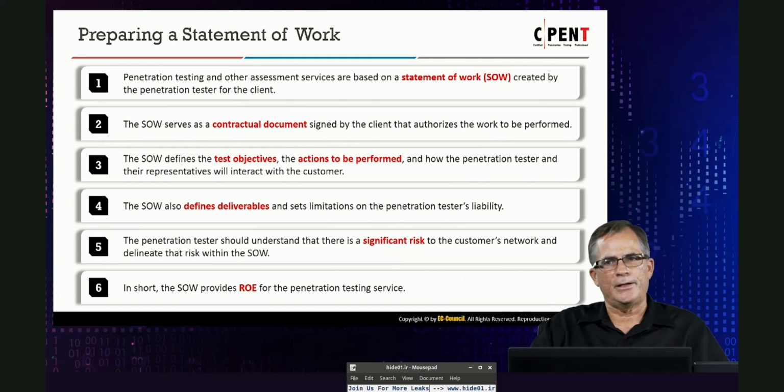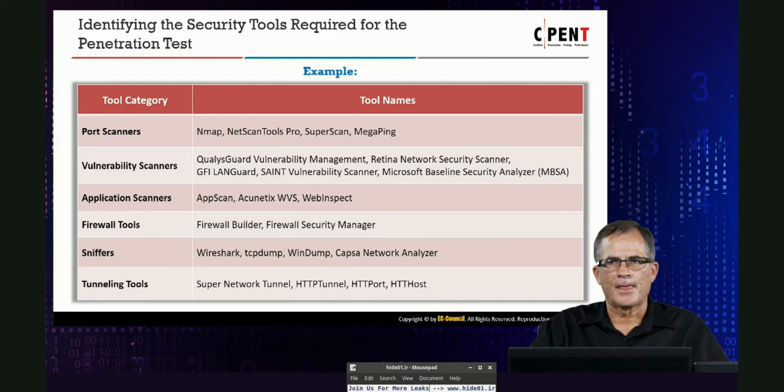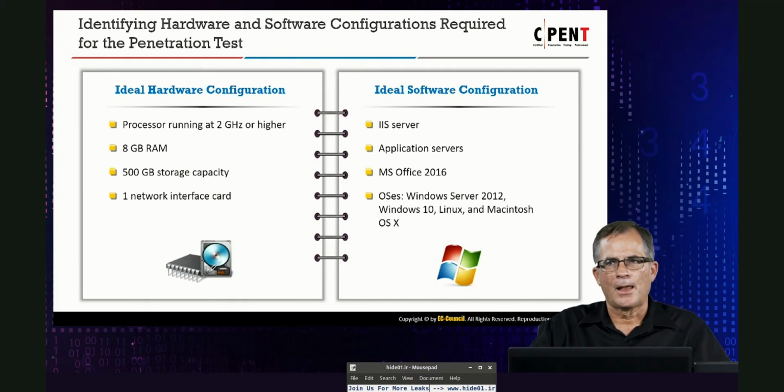It provides us ROE, rules of engagement for penetration testing services. Here's an example of how to do it. If we're going to use port scanners, you can use the tool list, the vulnerability scanners, application scanners, you get the idea. Different types of information we can provide for the client. Security tools, hardware and software, processes, right, those types of things.